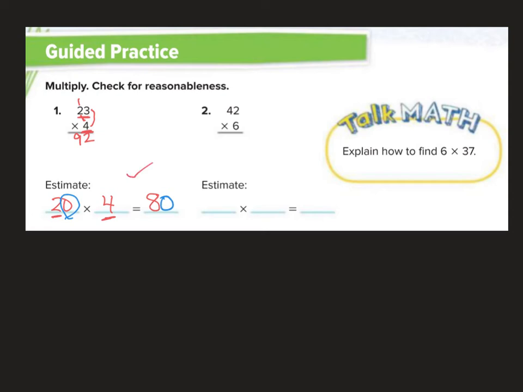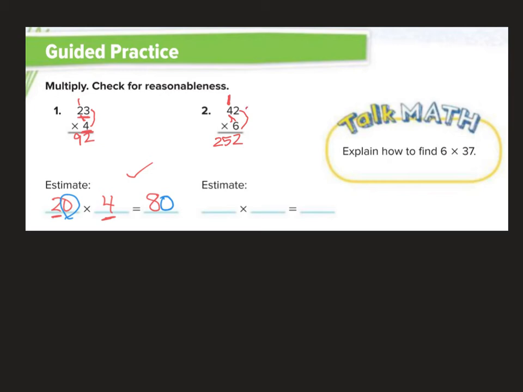Here we go. 6 times 2 is 12. So I regroup my 10. Bring down my 2. Then I do 6 times 4. That's 24. Plus 1 more is 25. So 252 is what I'm getting for my answer here.